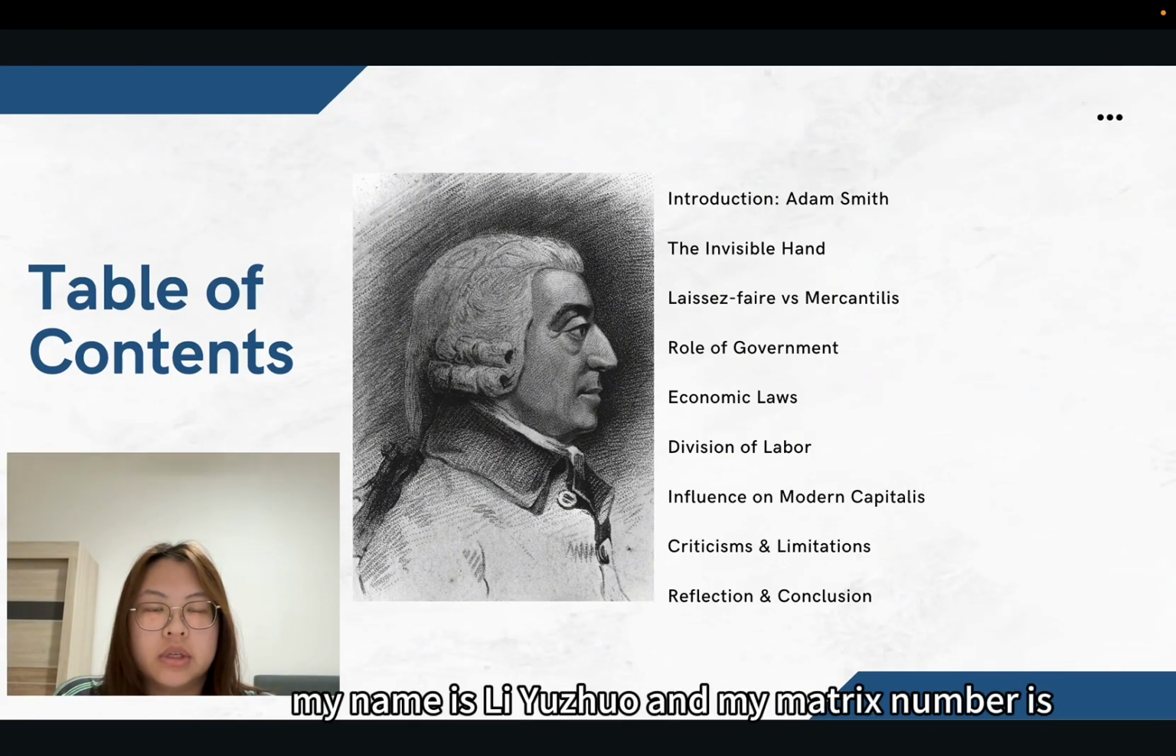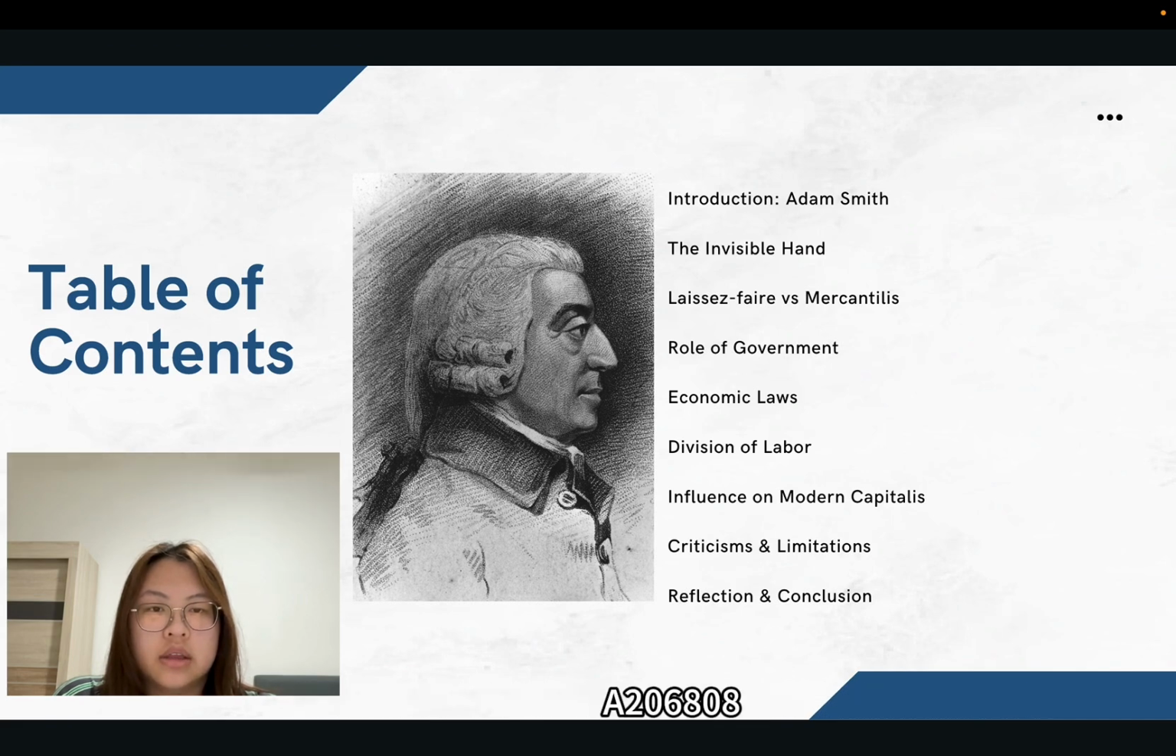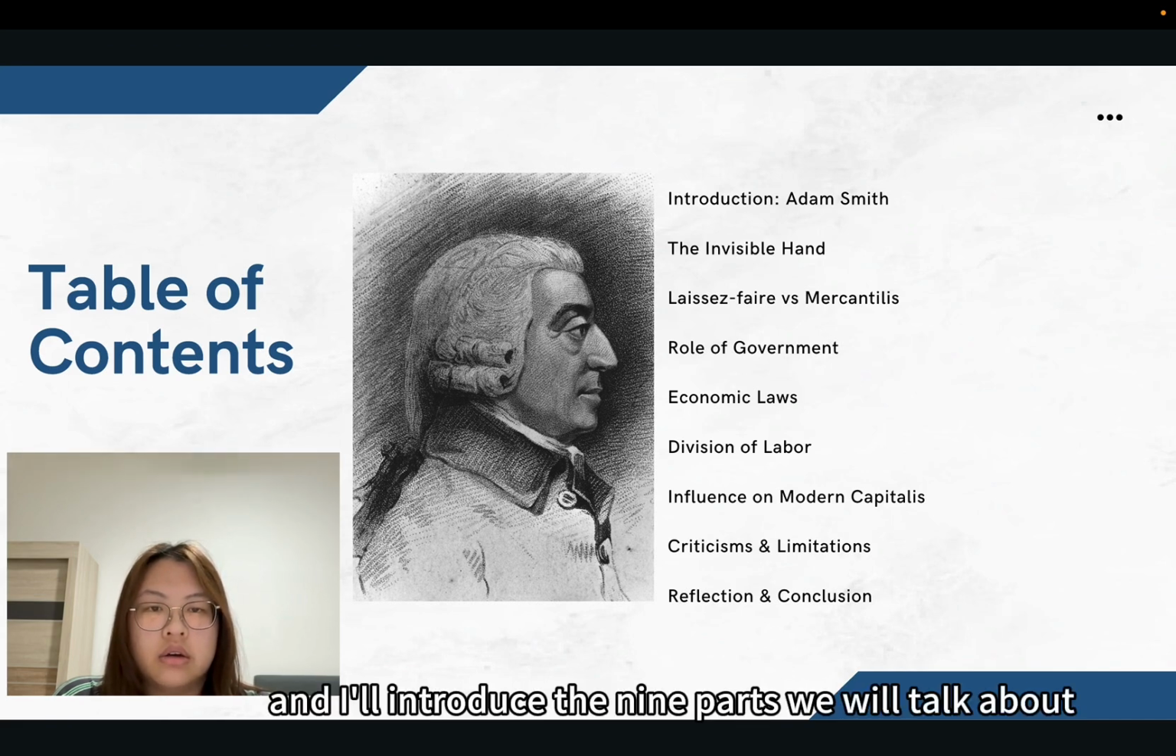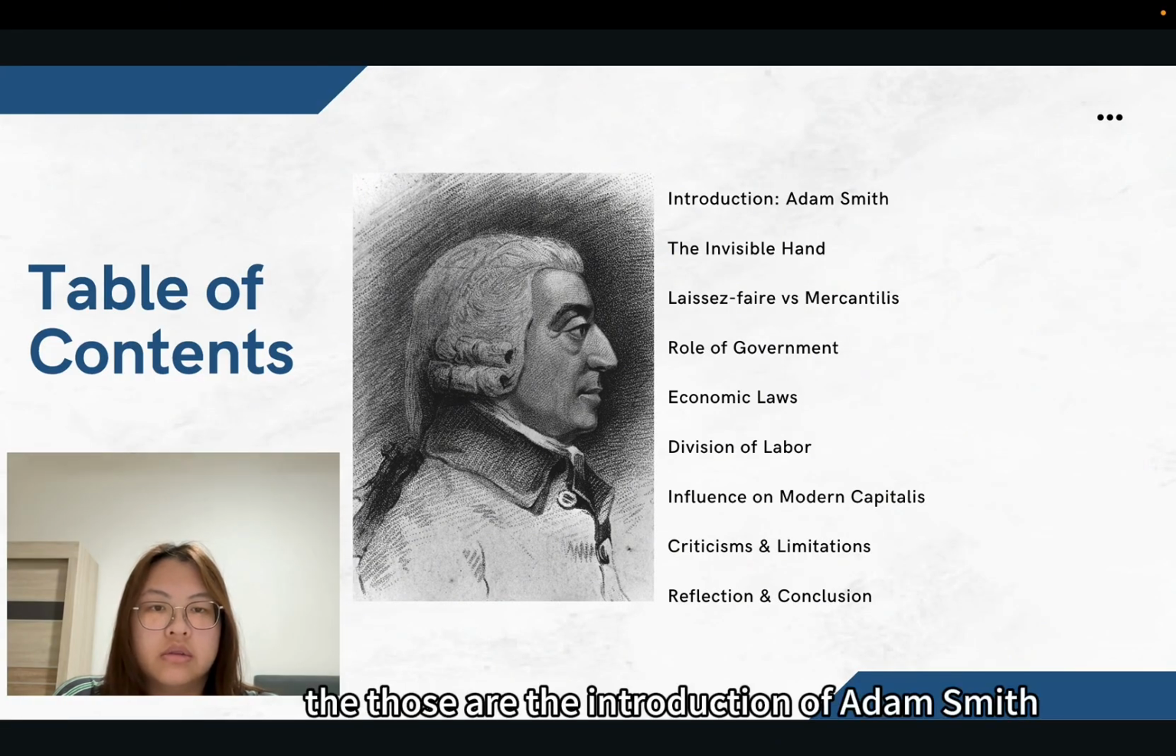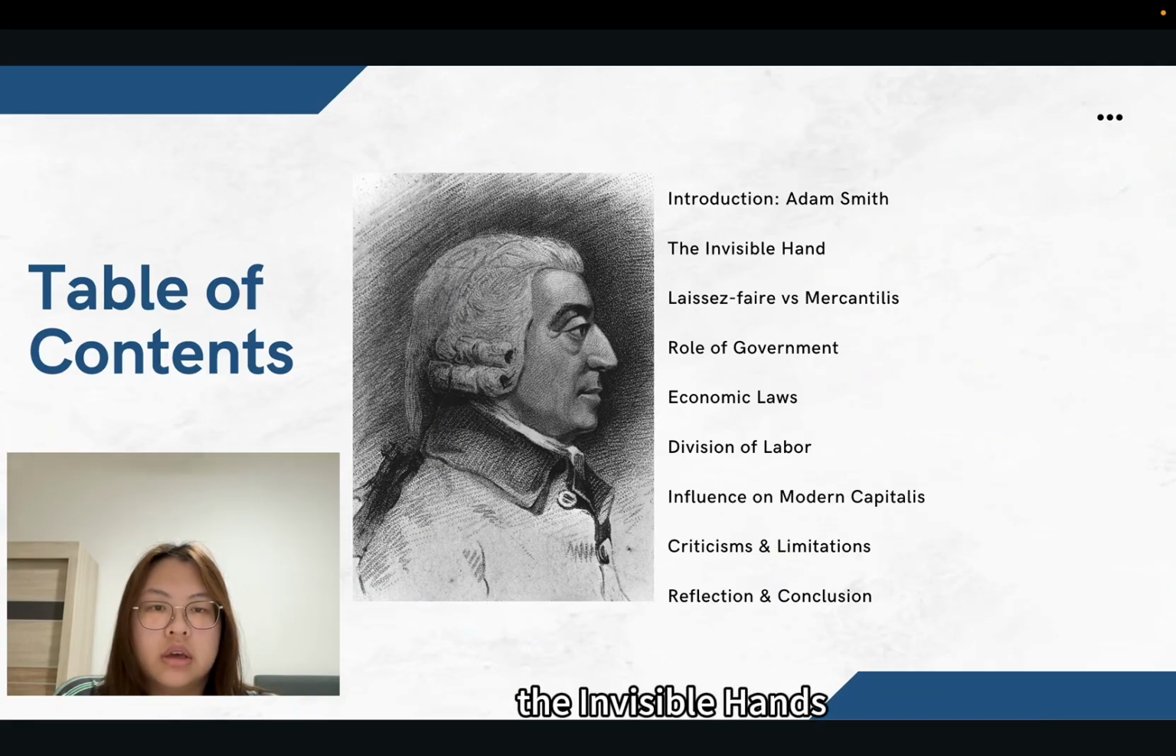Hello everyone, my name is Liu Yuzhou and my matric number is 8206808. And I will introduce the 9 parts we will talk about. Those are the introduction of Adam Smith, the invisible hand, laissez-faire and mercantilism, role of government, economic laws, division of labor, influence on modern capitalism, criticisms and limitations, and reflection and conclusion.